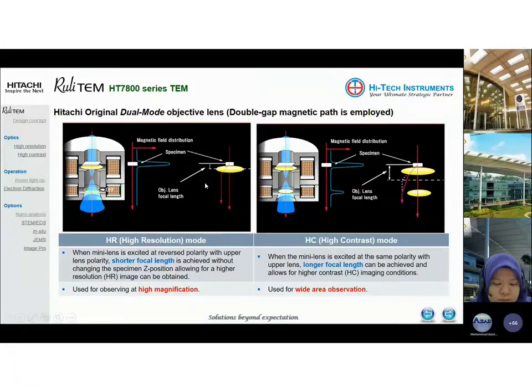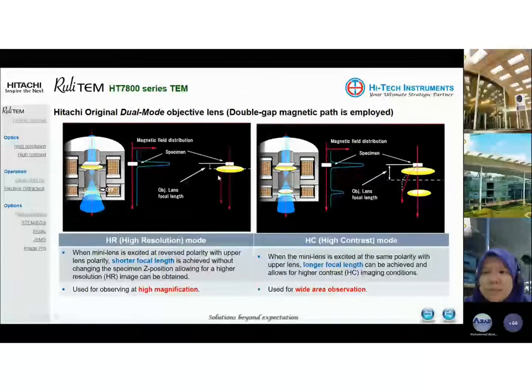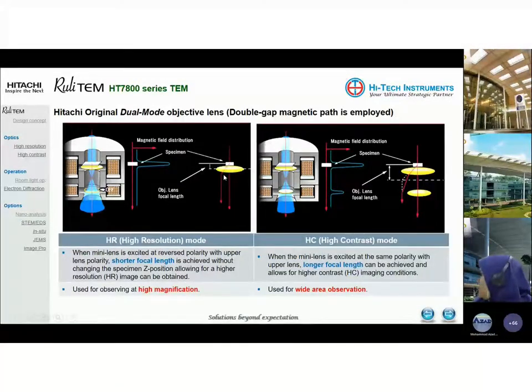This one is aimed mostly at high magnification: if you want to go for high magnification, then you choose high resolution mode. For this one, you actually don't need to do any adjustment, just a click on the system itself, and no need to change the height also.